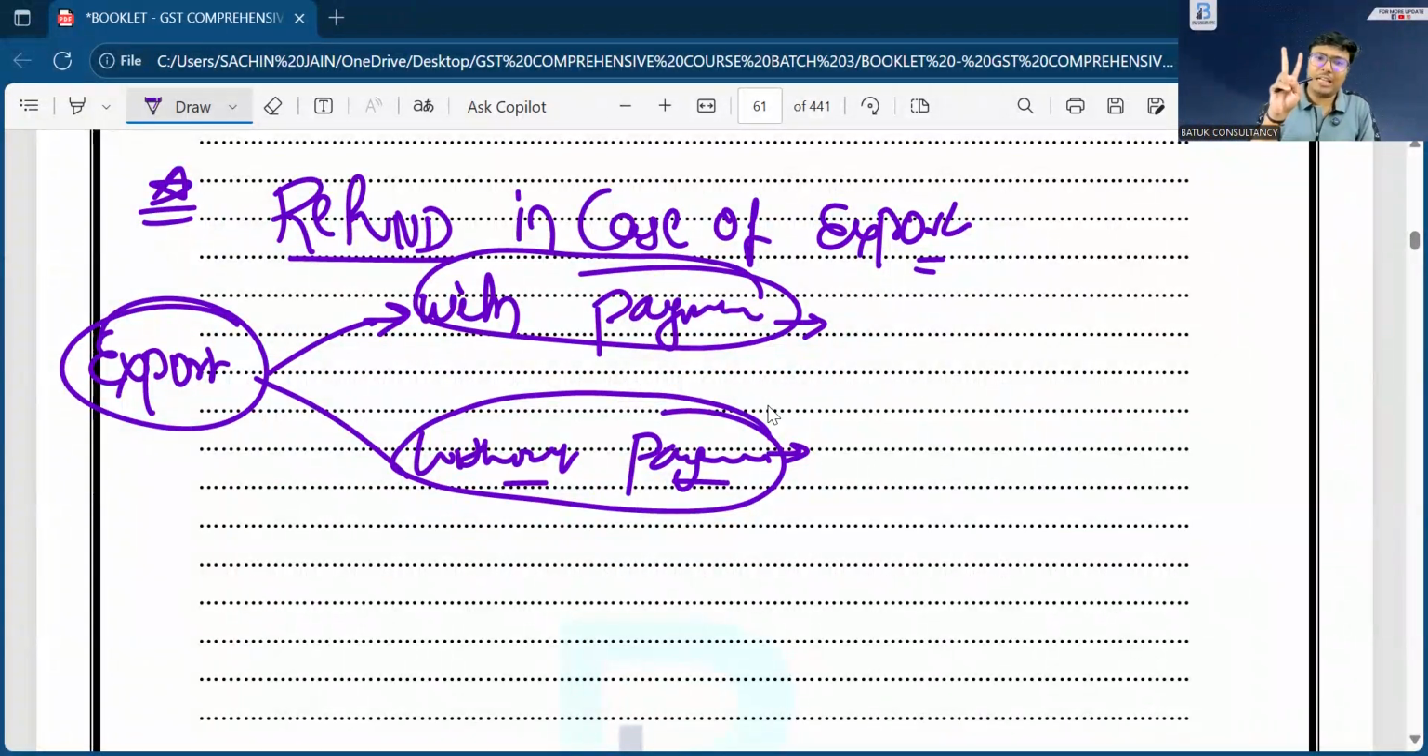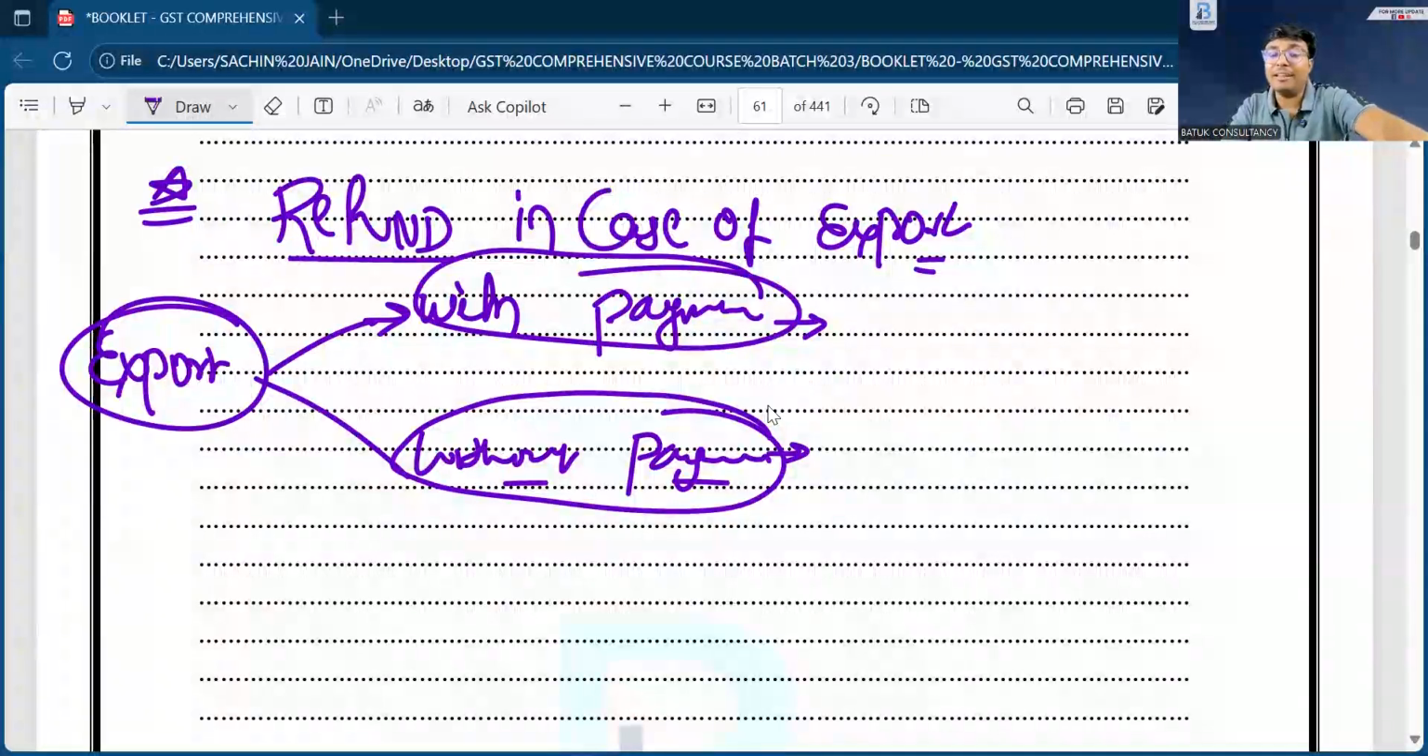So there are two types of export. One is with payment, another is without payment. In case of export with payment, the taxpayer first pays the GST, and then the same will be automatically credited to the bank account. In that case, you need not file a refund application. The amount will be automatically credited to your bank account.